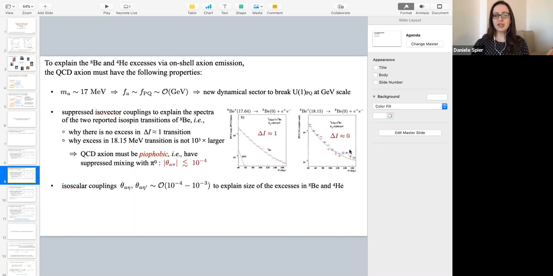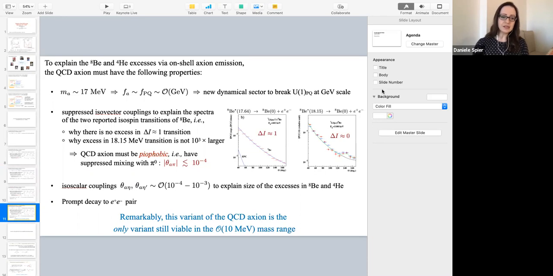And then, of course, to actually explain the size of this excess, one needs to have the right range of axion isoscalar couplings. Parametrizing these couplings as mixings of the axion with the eta and the eta prime, these parameters should fall in this range of 10 to the minus 4 to 10 to the minus 3 to explain the size of this excess in these beryllium-8 and helium-4 transitions. And the last property that the axion must have, obviously, is that it must decay promptly to an e+ e- pair to be compatible with what was reported by this experimental collaboration.